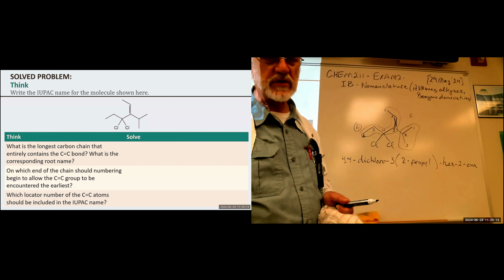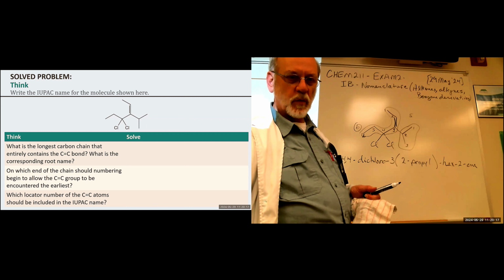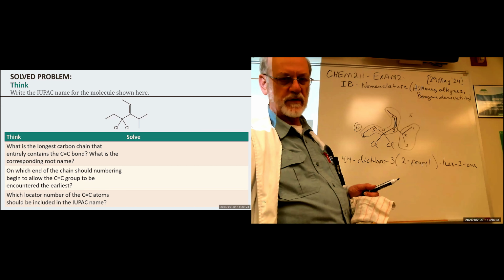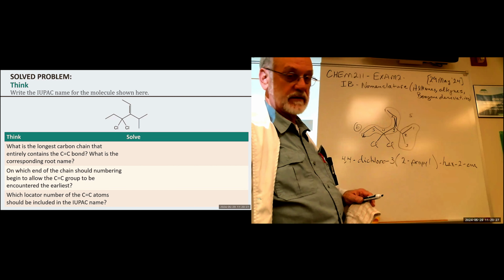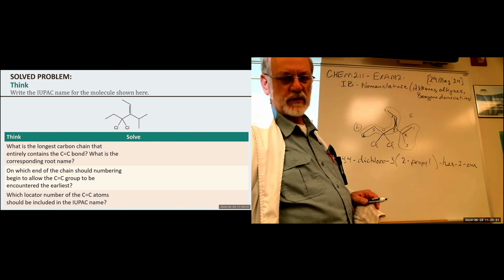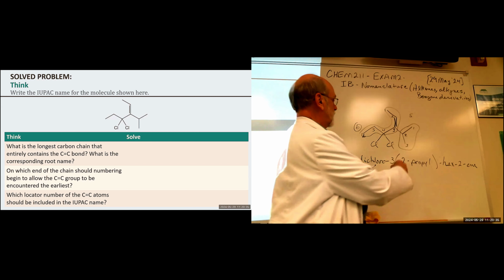What's the longest carbon chain? All right, we got that one. Which end of the carbon should numbering begin? Allow the C=C group to be encountered earliest. Yes, okay, we did that. All right, hex-2-ene. Which locator number for the C=C atom should be included in the IUPAC name? Well, it's 2.